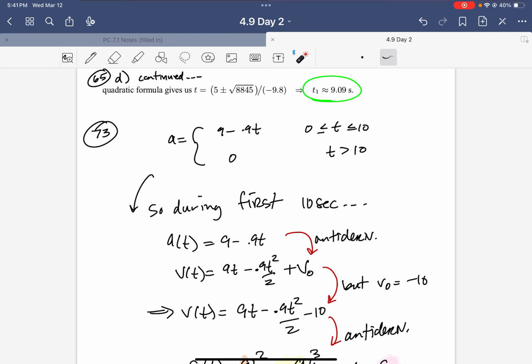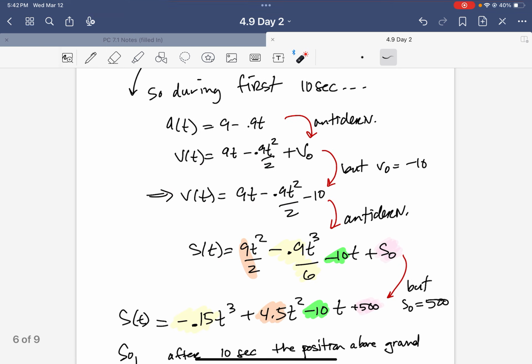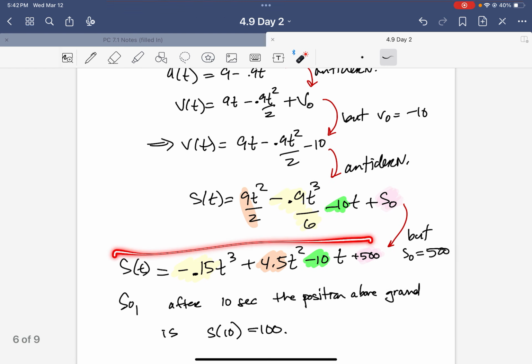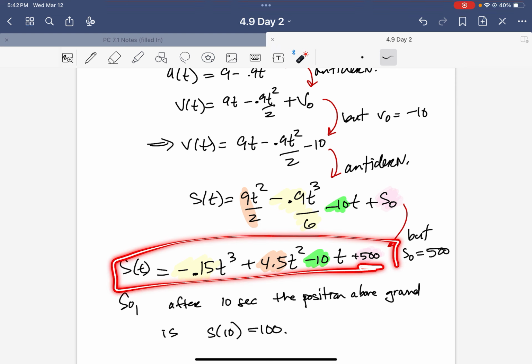Well, now if we have a raindrop that's falling, for the first 10 seconds, that's its acceleration. After that, it's 0. During the first 10 seconds, that's our acceleration. If I take an antiderivative, I get that for velocity. But they said that our initial velocity was negative 10, so that's going to be our function. If we take an antiderivative, we get this. If we clean it up, we get this. And then for s naught, if we know that our initial position is 500, this is our position function.